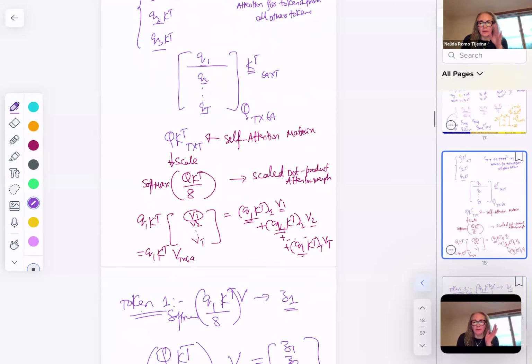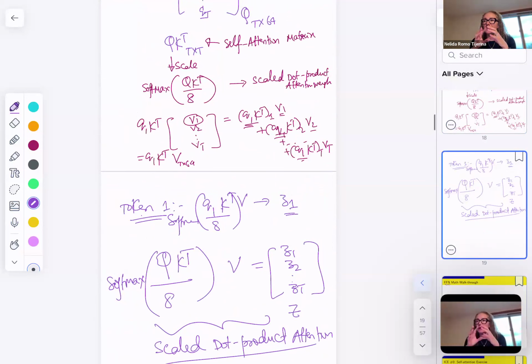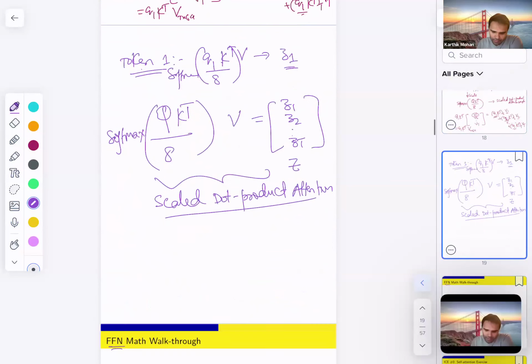Professor, then this Z is representing each token and the attention that this token is paying to all other tokens at the same time? Yes.